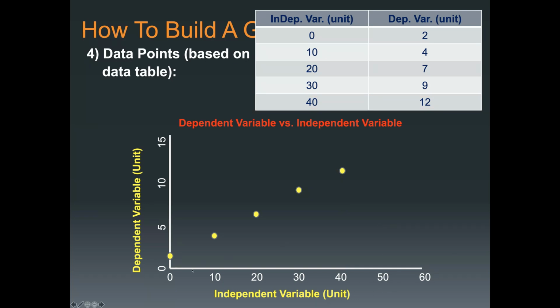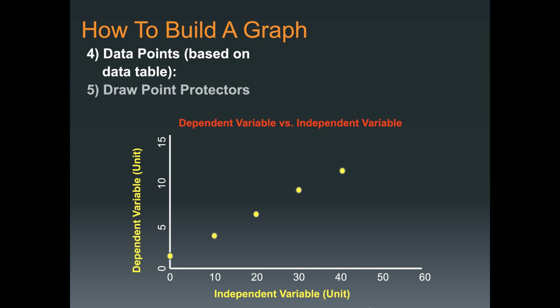So, for example, I know information about 0 to 40. What if after I do the graph, I want to find out information about 57? Then all I have to do is extend the graph, and then I can actually make a prediction. More about that in a little bit. So, those are your data points.